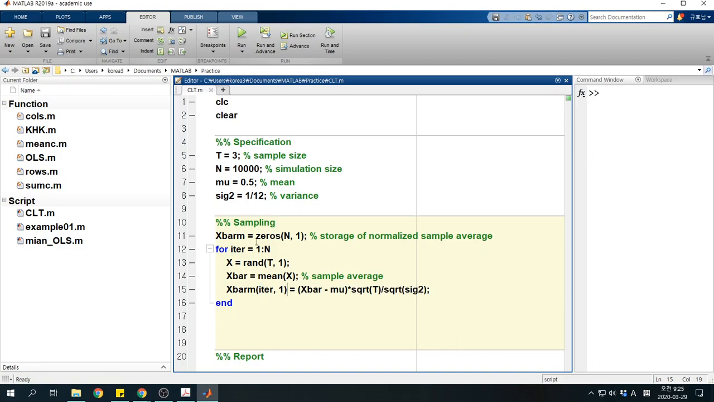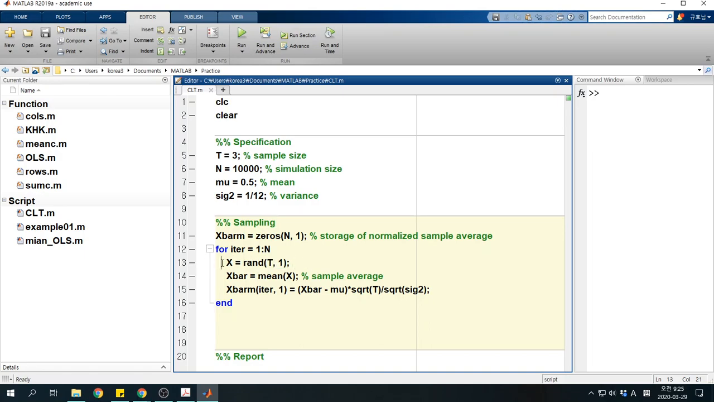Previously the 1 comma 1 entry of x bar m was 0 because it is just a vector of zeros. Then the 0 is replaced by this value. Then you see end, and when end is met, it goes back to the first line. Now ITR increases by 1.